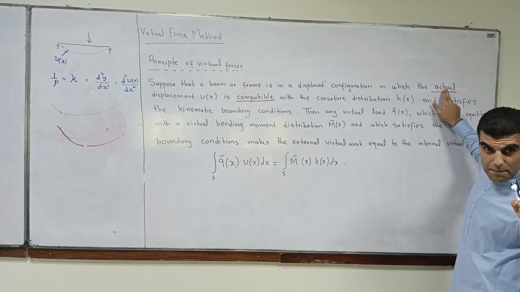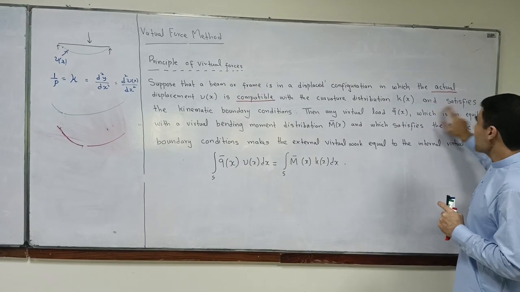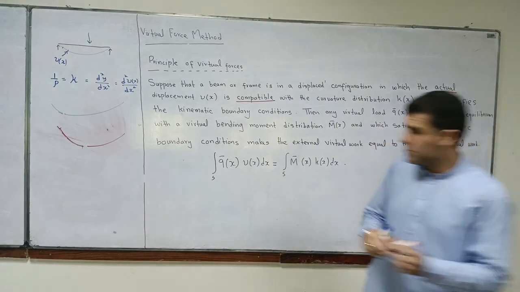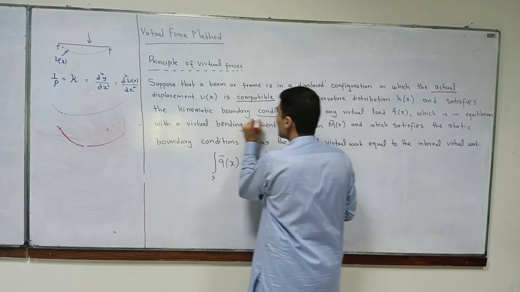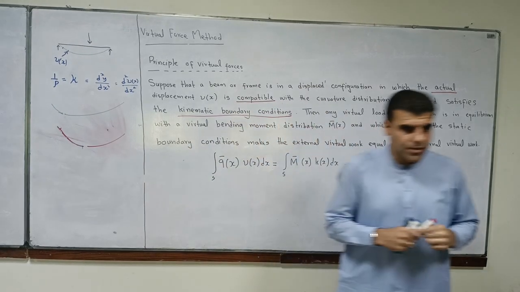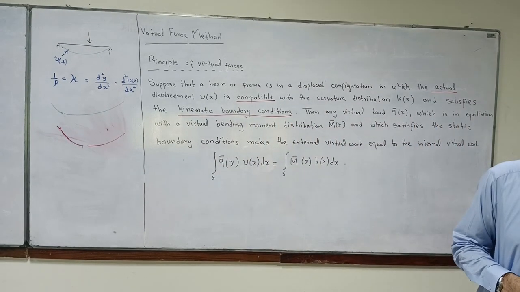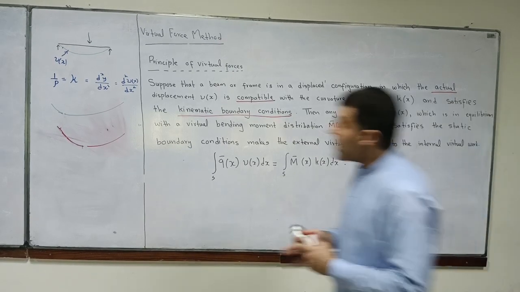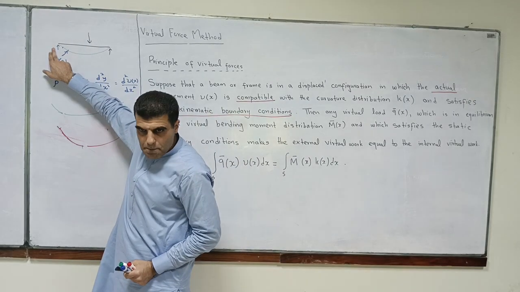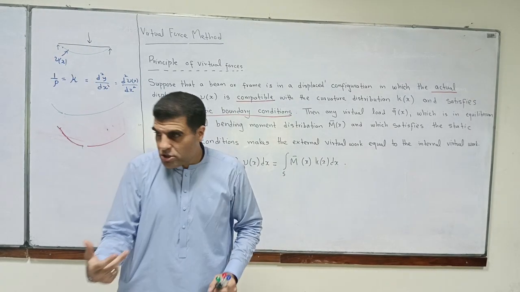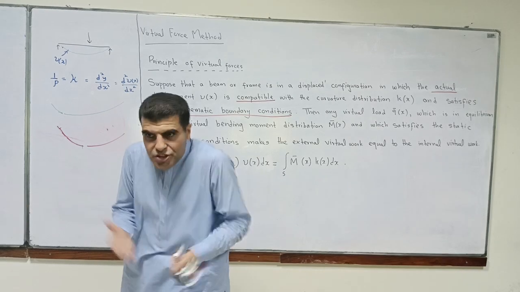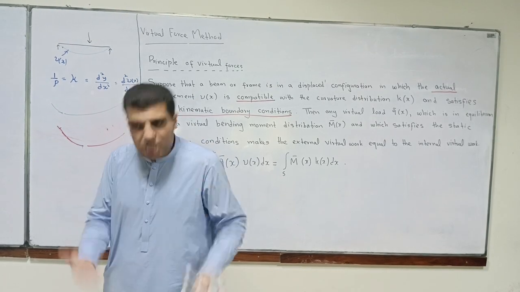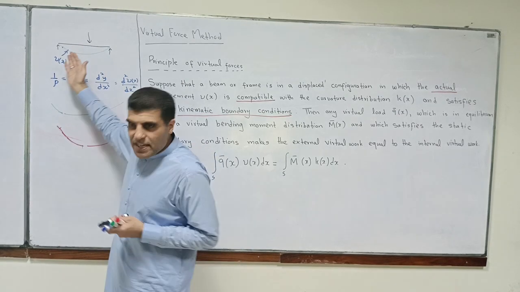And we are talking about, remember, the actual displacement, and it satisfies the kinematic boundary condition. Now what is a kinematic boundary condition? What are the kinematic boundary conditions? Huh? Slope, yes. Slope and deflections. If I am taking a simply supported beam, the deflection at the ends must be equal to 0. That is the kinematic boundary condition. Okay? The slope should not be 0. That is a kinematic boundary condition.